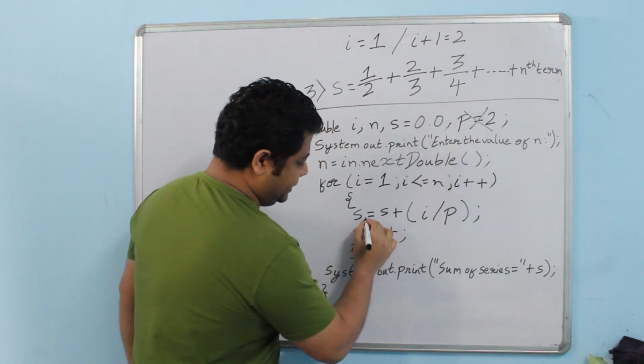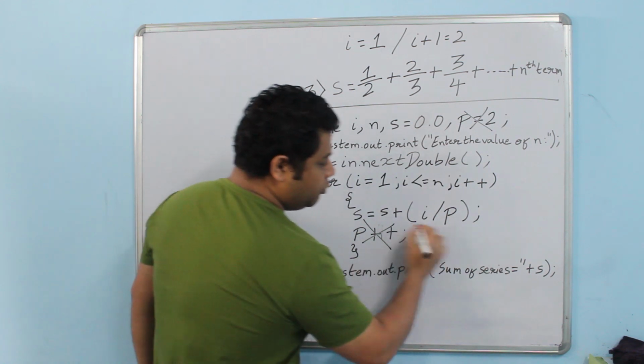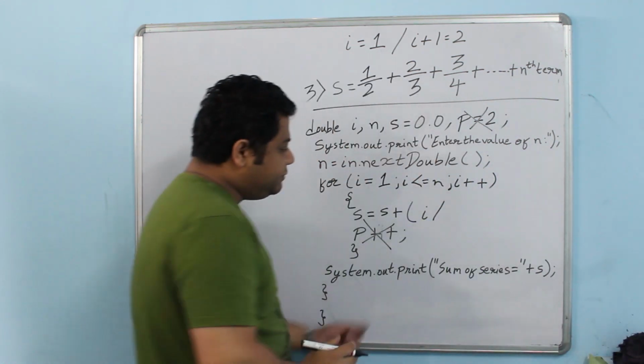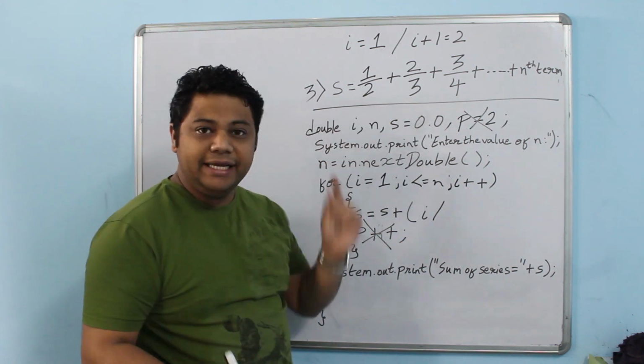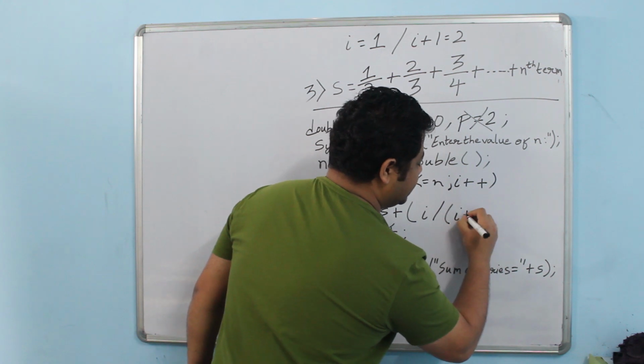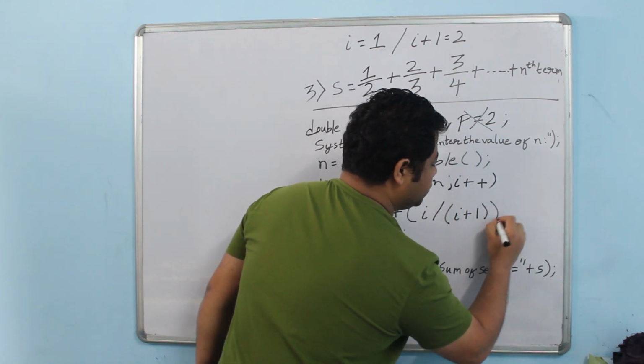So what we can do is, we'll just remove this. We don't use this P. Suppose we are not using this also. And over here, what we can do is, if the numerator is I, the denominator is I plus 1. So we can write down over here, inside the bracket, I plus 1. And we close the second bracket.